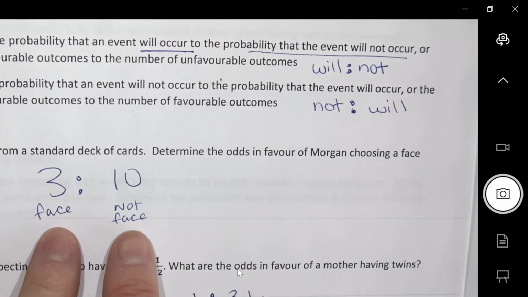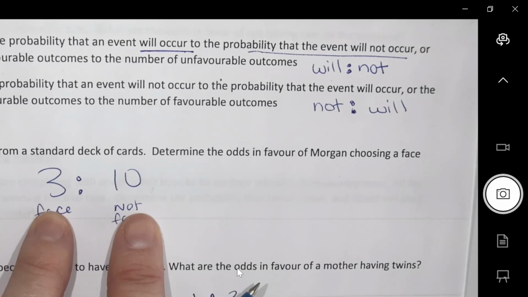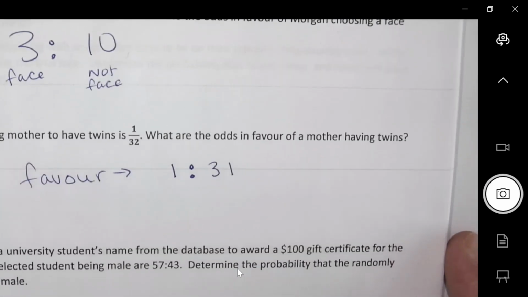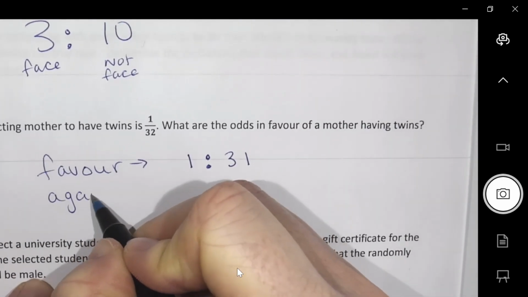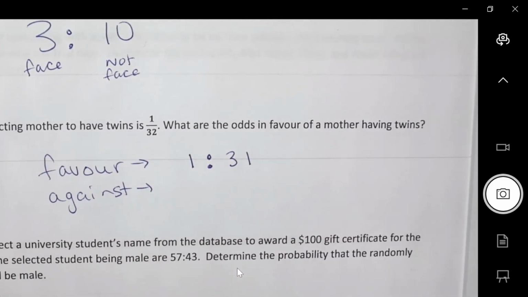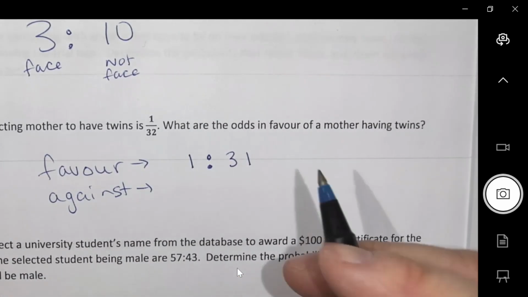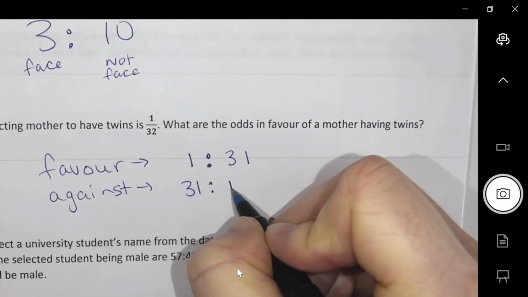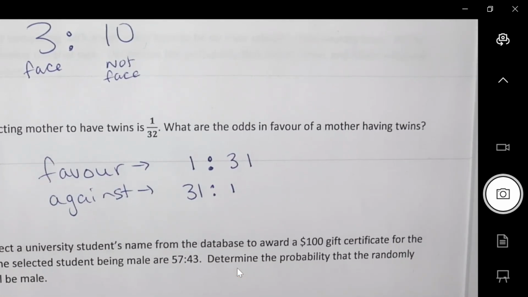Just like, look at this. 3 and 10, there's 13 cards altogether, right? So if you wanted to write, it says, what are the odds against? Then that would just be written in the opposite order. That's what that would mean.